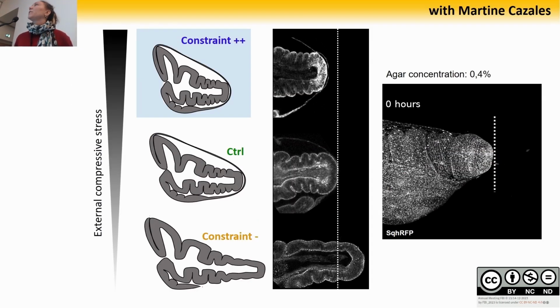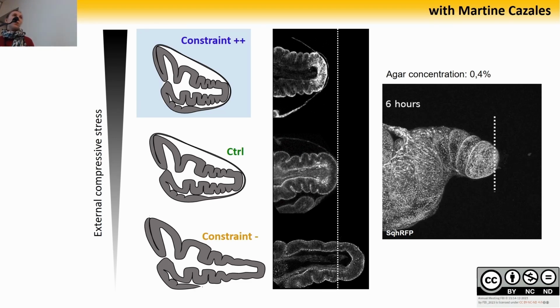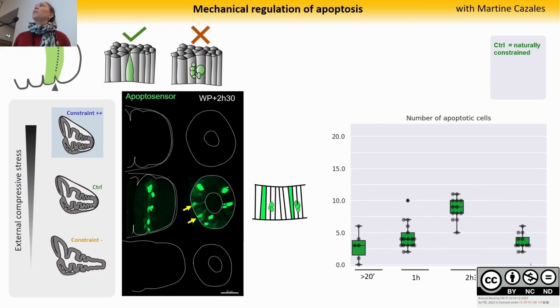And to do that, together with Martin Casales, we developed another protocol in order to increase the constraint applied on the leg, and we took advantage of the fact that the leg is a growing organ. So we grew them in an agarose medium, and we chose the concentration of agarose to balance the force of the growing leg. As you can see here, the leg is developing well during the fold formation process. And with these three conditions, we monitor the apoptosis. To do that, we have an apoptosis sensor that has been put into flies by the team.